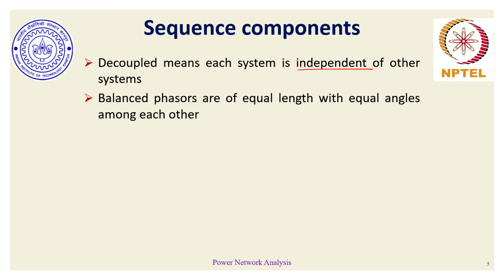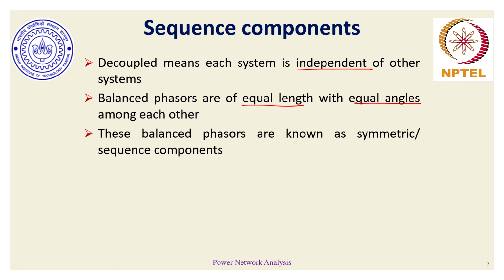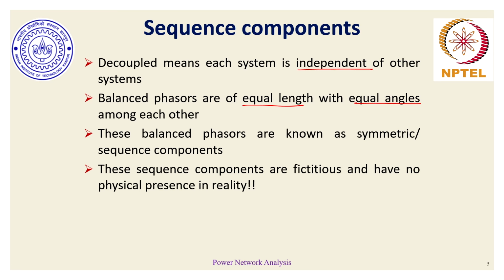Balanced phases, as I mentioned, means each of the phases in an n-phasor system is of equal length with equal angles among each other. These components are called symmetric or sequence components. In the real world, these components or systems don't exist. They are just a mathematical premise of creating a bridge between the actual unbalanced quantities and the corresponding fault analysis that we would do.